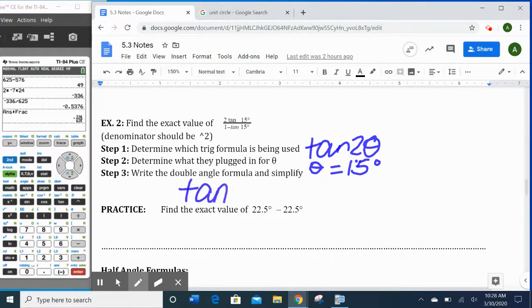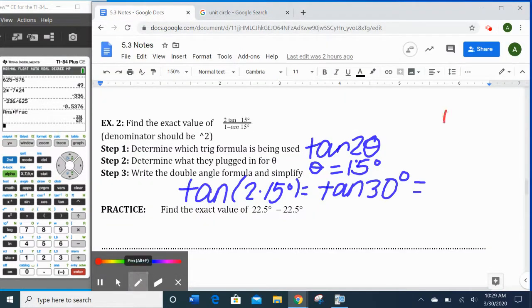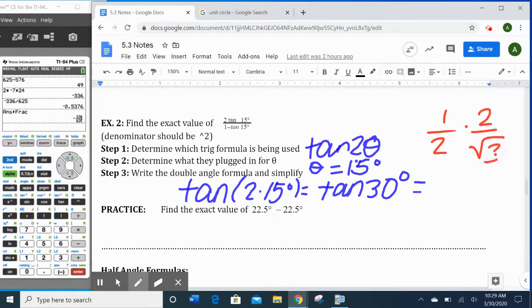The tangent of 2 theta is 2 times 15 degrees. 2 times 15 is 30. So the tangent of 30 degrees, which I would then simplify. So tangent is y over x, sine over cosine, 1/2 over root 3 over 2. So 1/2 divided by root 3 over 2 is going to be, the root 3 is going to be in the bottom. So this is going to end up being root 3 over 3, which I believe you have written down on your unit circle.